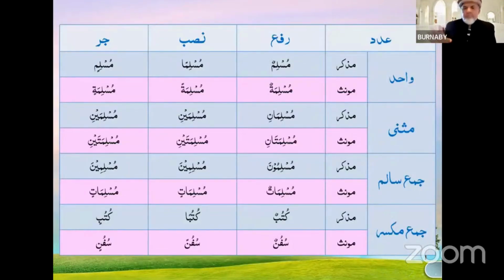Okay. Now, let's look at this whole chart again with the wahid only and the jama mukassar. I'm not going to talk about musanna and jama salim. So your focus should be on this top line here. Muslimun, musliman, muslimin: rafa, nasab, and jar, mudakkar. When you have wahid muannas, muslimatun, muslimatan, muslimatin, I am looking at the last letter and I'm following the haraka. The an, in sound is telling me rafa, nasab, and jar.